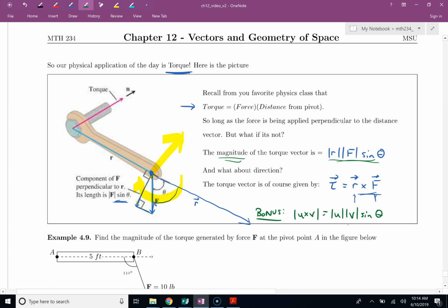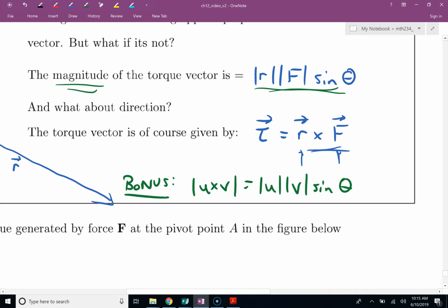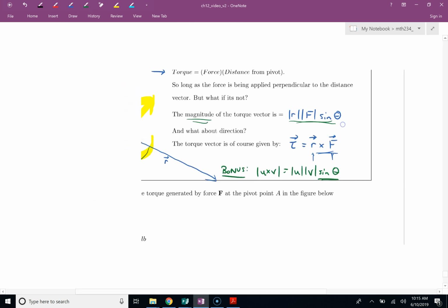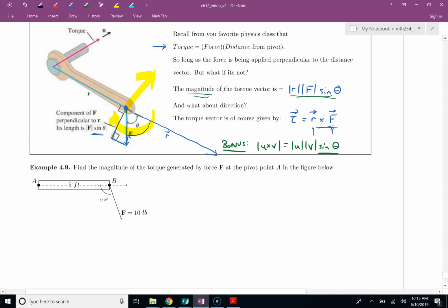And so you see, a lot of this is all connected. And in fact, you may even recognize that this is very similar to the dot product. If this sine was instead a cosine, now you're talking about a dot product. So like I said, this is all very connected, but let's go ahead and finish this video up with an example.